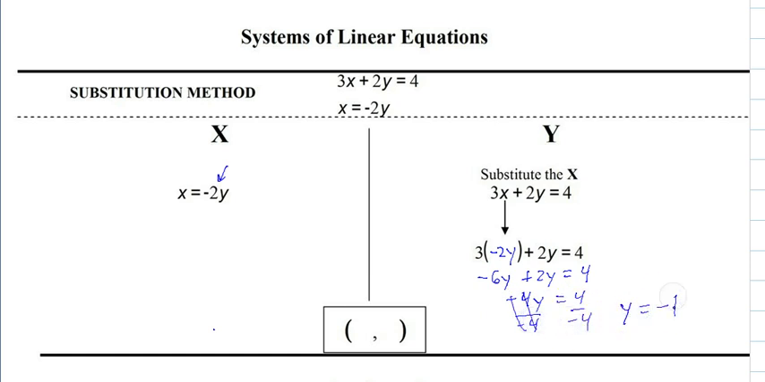So there's our y value. It's negative 1. And once we have the y value, we can then plug it in over here. And that gives us an x value of 2. And that's our solution. How do we know it's correct? Well, we still have to check it.